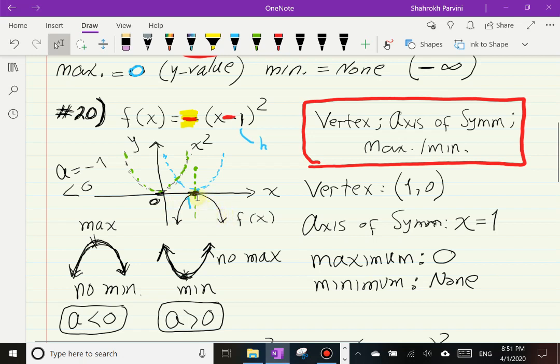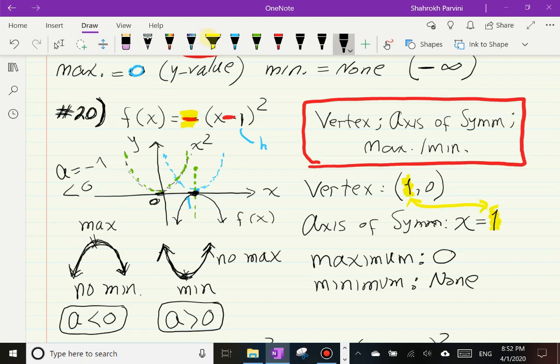Now, reading from the graph, the vertex is going to be at (1, 0), and that's what I have here, vertex (1, 0). Remember, the axis of symmetry is the line that runs through the vertex. The first component of the vertex, the h, is the equation of that. Remember, the vertex was 1. Let me show you that one. See, the vertex is 1. So the axis of symmetry is going to be x equals 1. Whatever those turn out to be, these two numbers are always the same.